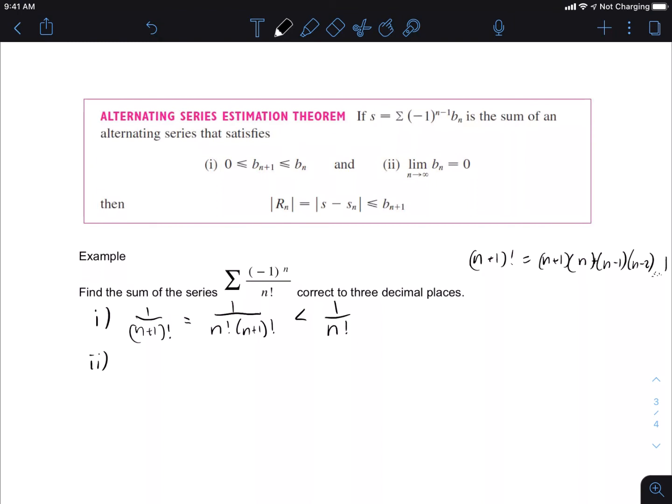then we need to show that 1 over n factorial is going to go to 0, right? Just because as n gets bigger and bigger and bigger, our denominator is going to make our whole term smaller and smaller and smaller. So we can see that this goes to 0, and so that's awesome. That satisfies the second condition to the alternating series test.